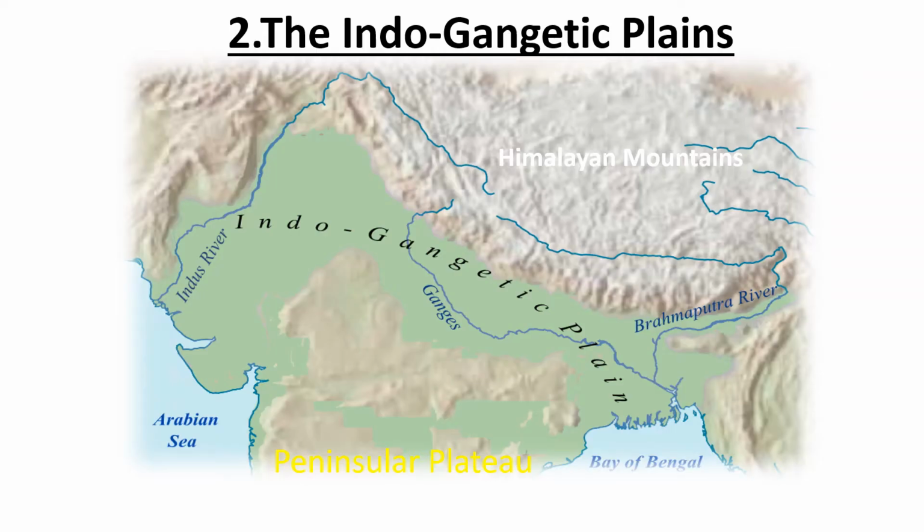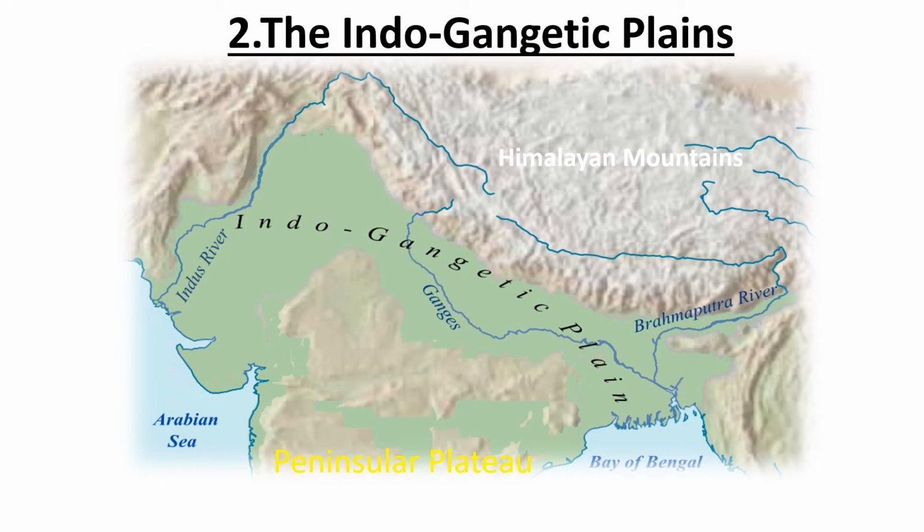The second major relief division of India is the Indo-Gangetic Plains. It is also known as the Great Plains. These Great Plains are named after two major Himalayan rivers. One is the Indus and the second one is the Ganga, which drain the entire plains covering almost an area of 7 lakh square kilometers. You can see in this picture the Indo-Gangetic Plains lie between the Himalayan mountains and the peninsular plateau.